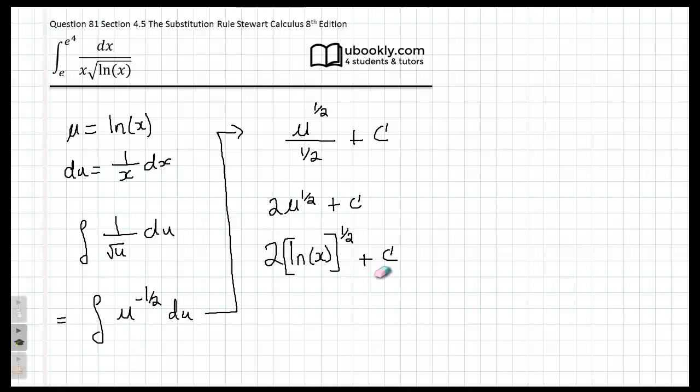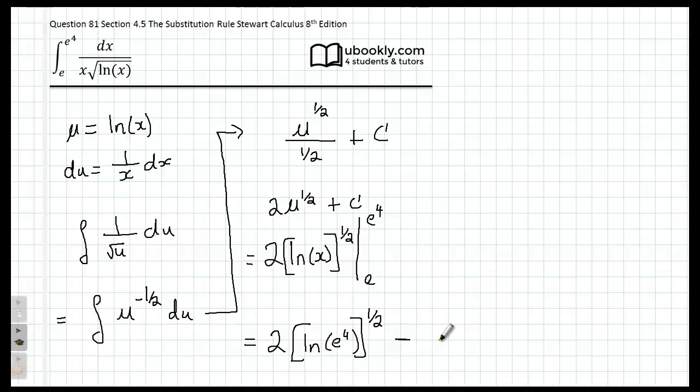Okay, so I'm going to remove this c here because I'm actually going to put in numbers now. It's going to be from e to e to the power of 4. Alright, so first I'll place this e to the power of 4 into my formula. I get 2 ln of e to the power of 4, all to the power of a half, and then I'll have minus, I'll place the e now in, 2 ln of e all to the power of a half.